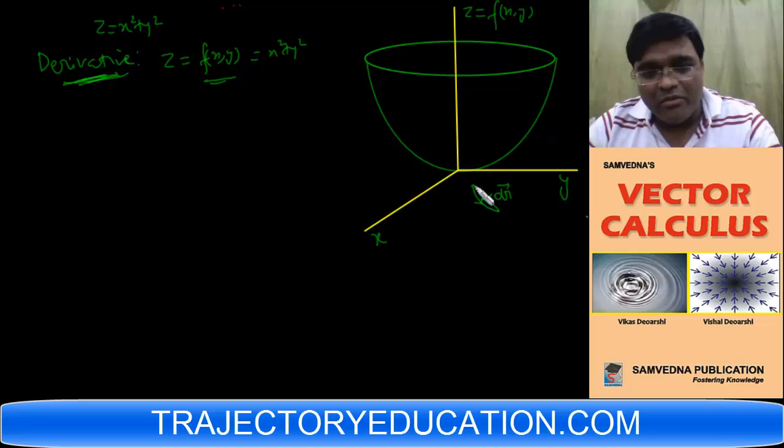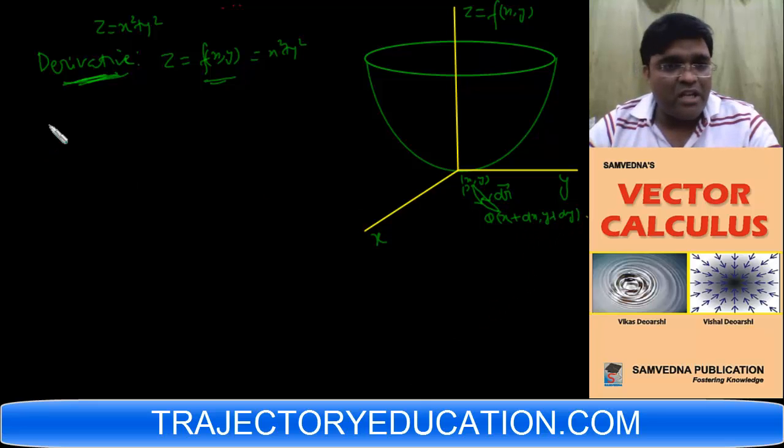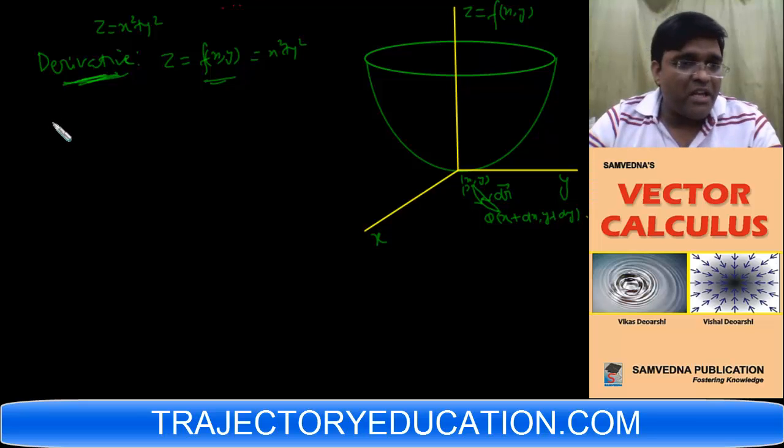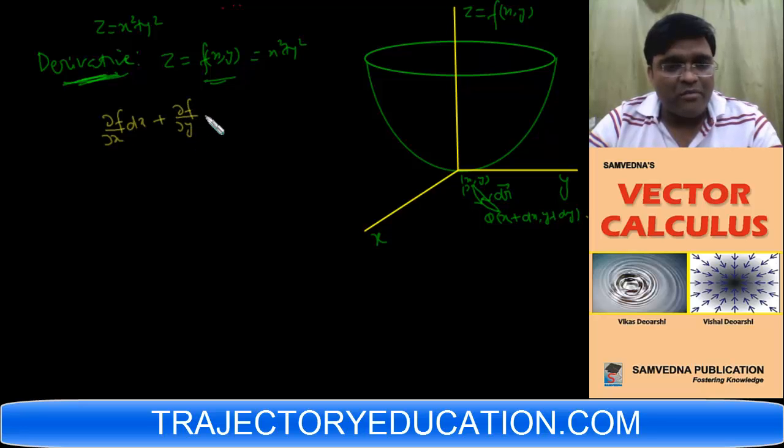This is, say, dr. We have moved from, say, this is xy, and this is x plus dx and y plus dy. When you move from, say, p to q, x changes by dx and y changes by dy. When your x changes by dx, the change in the function is given by this. When y changes by dy, the change in the function is given by this.